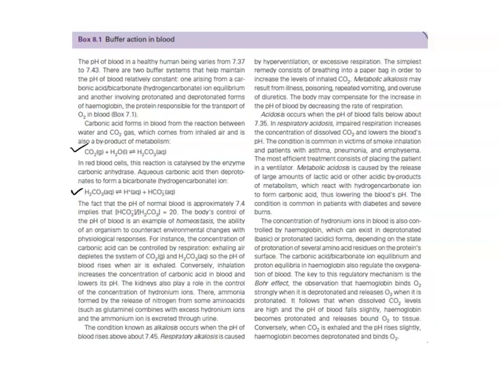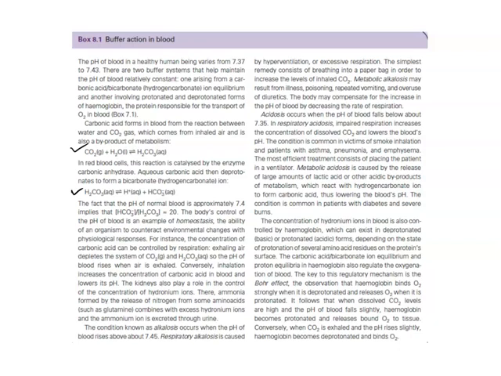The concentration of hydronium ions in blood is also controlled by hemoglobin, which can exist in deprotonated and protonated forms, depending on the state of the protonation of several amino acid residues in the protein surface. The carbonic acid bicarbonate ion equilibrium and proton equilibrium in hemoglobin also regulate the oxygenation of blood.